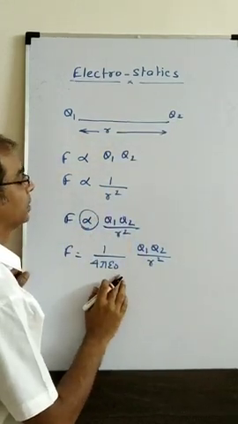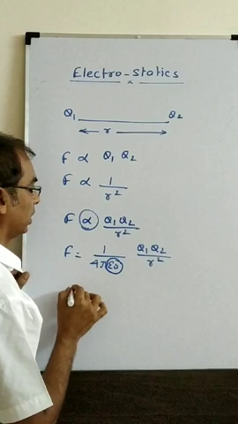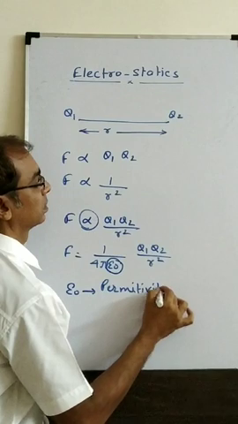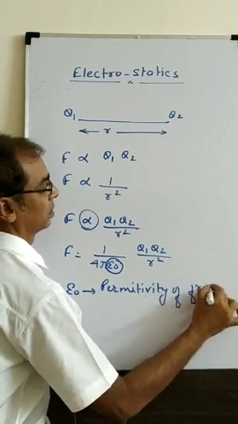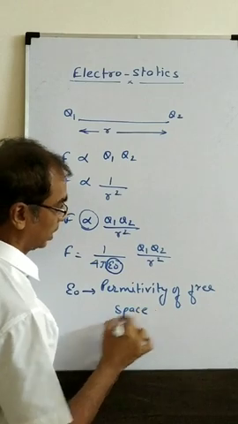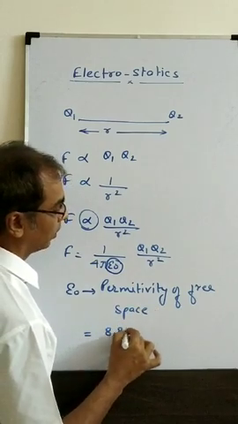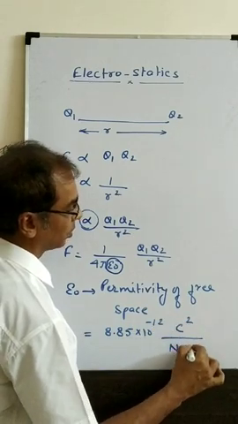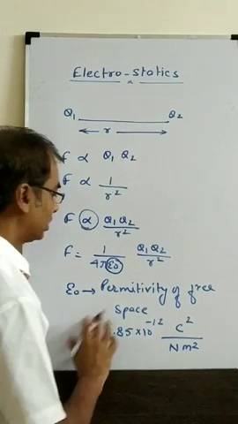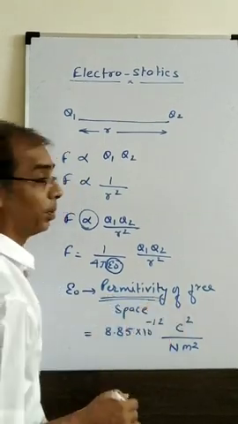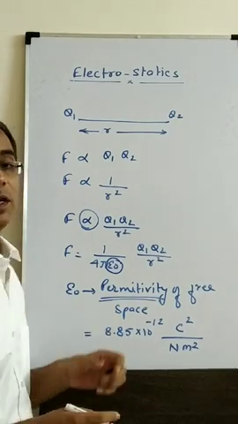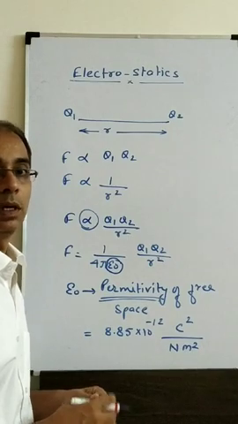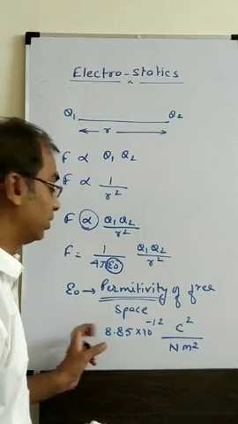So this 1 by 4 pi epsilon naught, in this one, epsilon naught is called permittivity, permittivity of free space, or vacuum you can say. And it has got a value 8.85 into 10 to the power minus 12 coulomb square per Newton meter square. Okay, what is the meaning of this permittivity? It is a property of the medium due to which it allows the electric field to pass through it. Electric field can pass through a medium because of this property only.